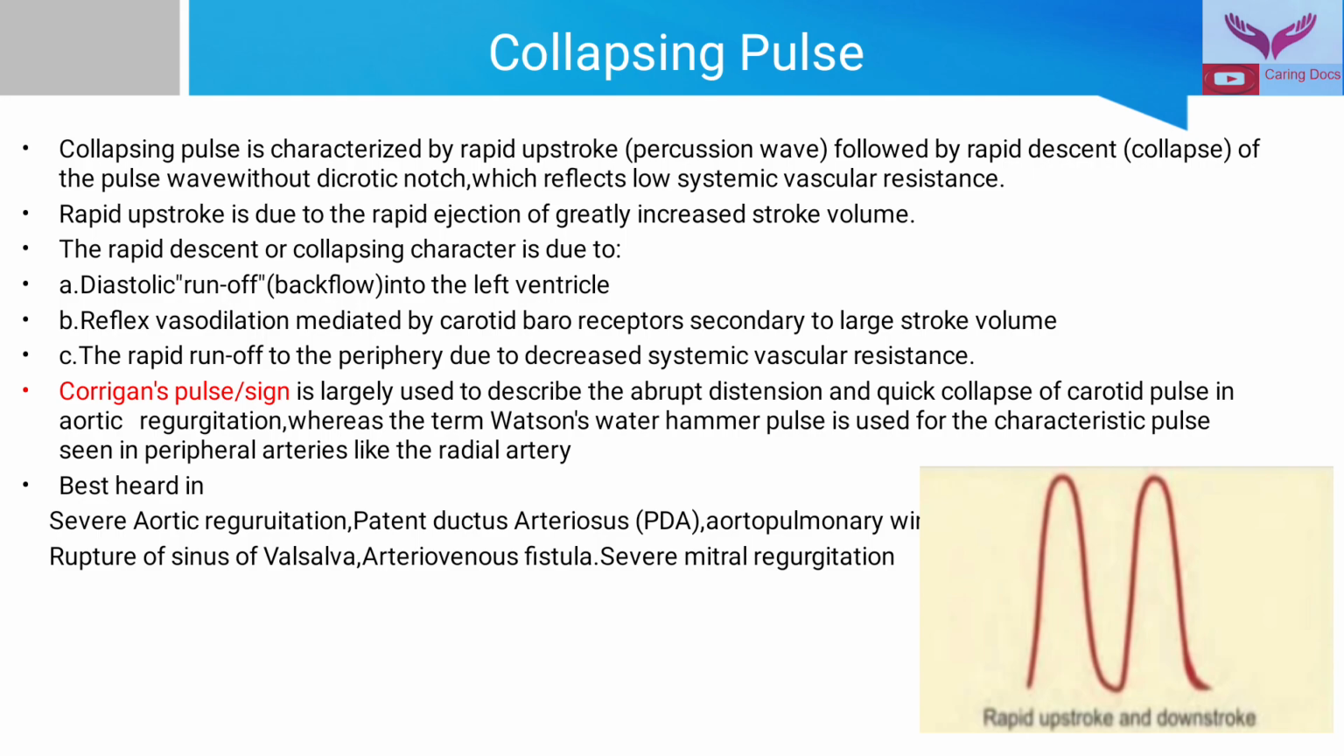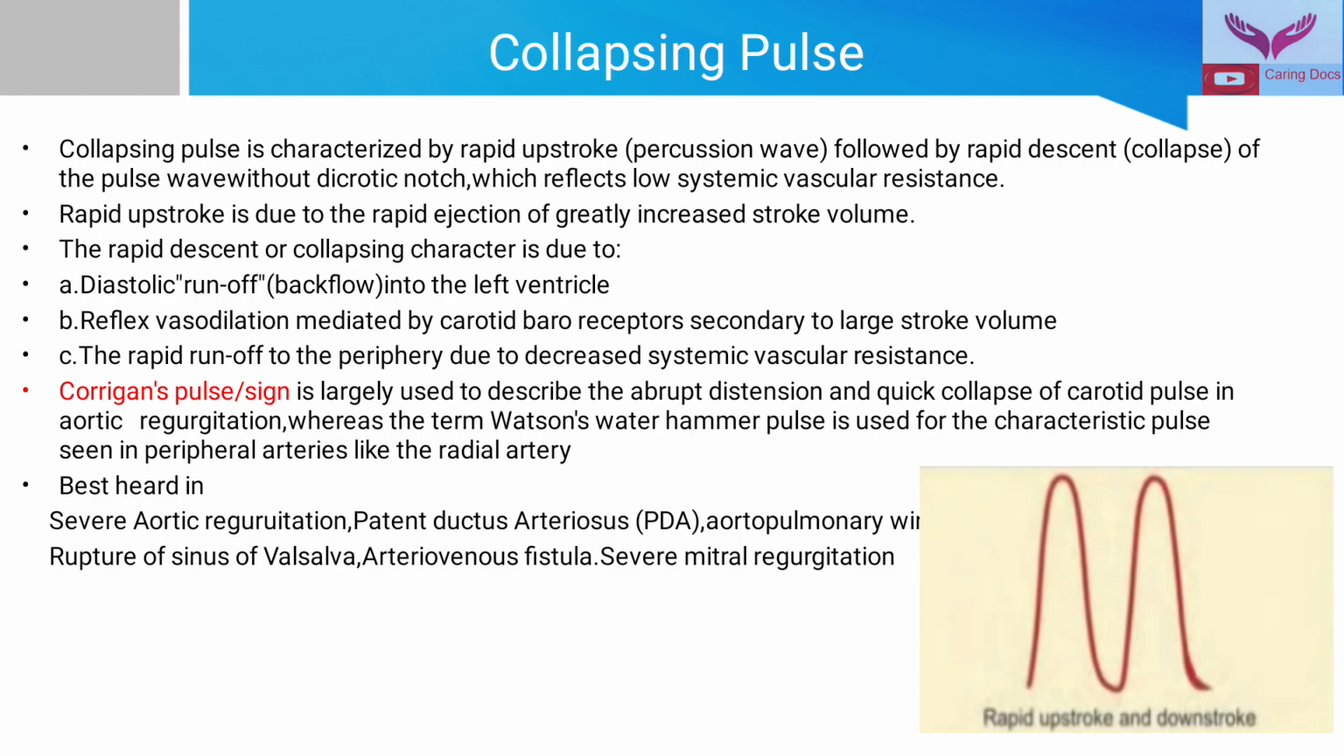Collapsing pulse is characterized by a rapid upstroke followed by a rapid descent of the pulse wave without a dicrotic notch, which reflects low systemic vascular resistance. The rapid upstroke is due to rapid ejection of a greatly increased stroke volume.